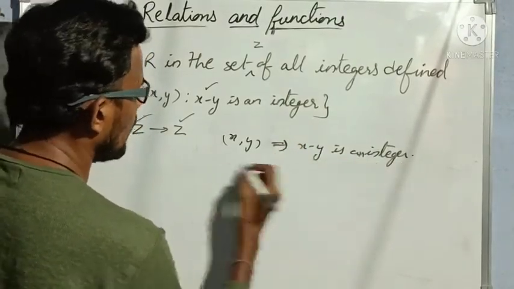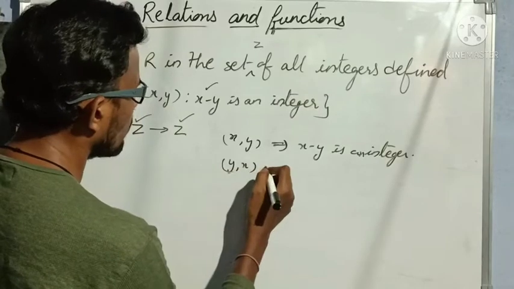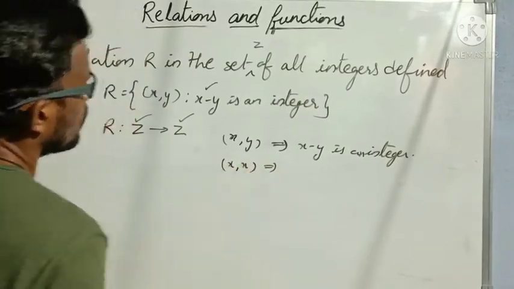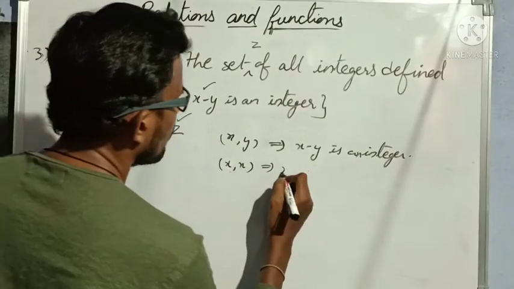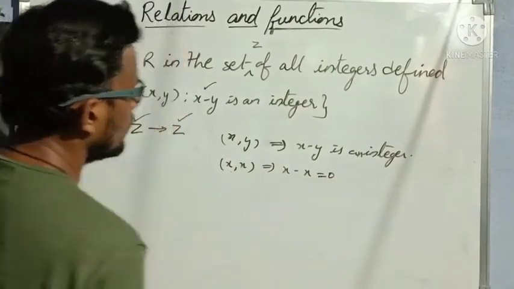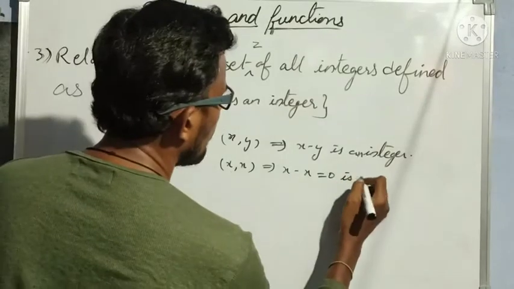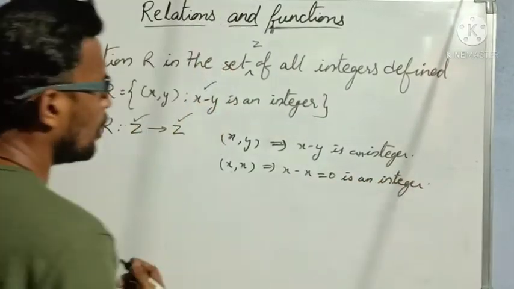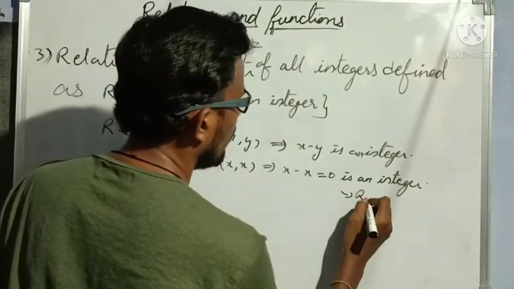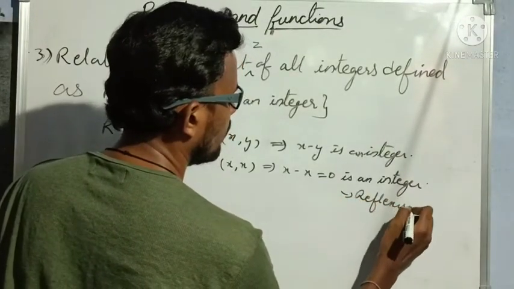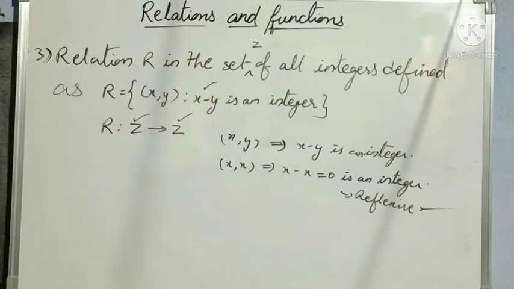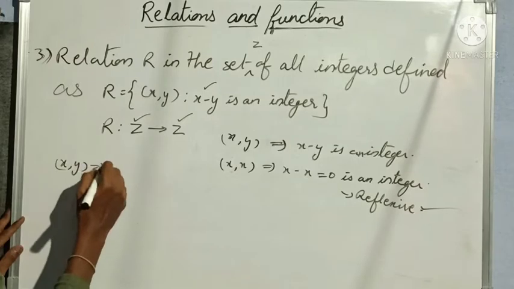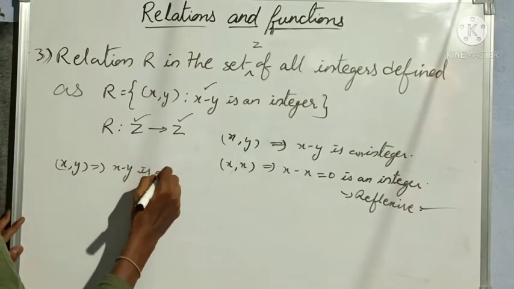Okay, first let us see reflexive. So (x, x) implies x minus x. What is x minus x? 0. So 0 is an integer, am I correct? Yes, 0 is an integer. So this relation is a reflexive relation, right? So reflexive is satisfied. Next, (x, y) implies x minus y is an integer.